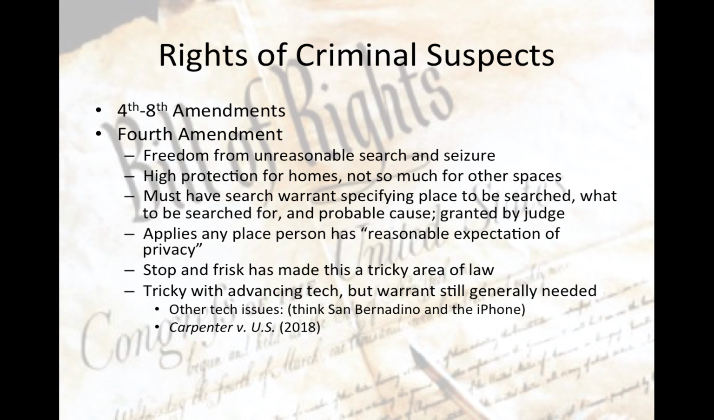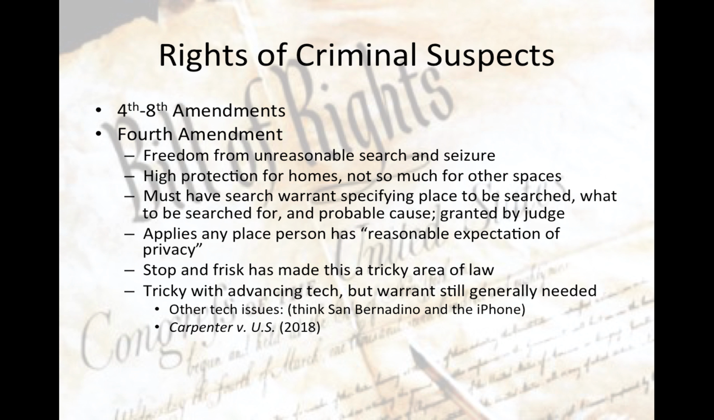That's freedom from unreasonable search and seizure. The idea that a warrant is needed. The warrant has to specify the place that's to be searched and what is to be searched for. So if they come in and say they have a warrant to search your living room, they can't go into any other part of your house.